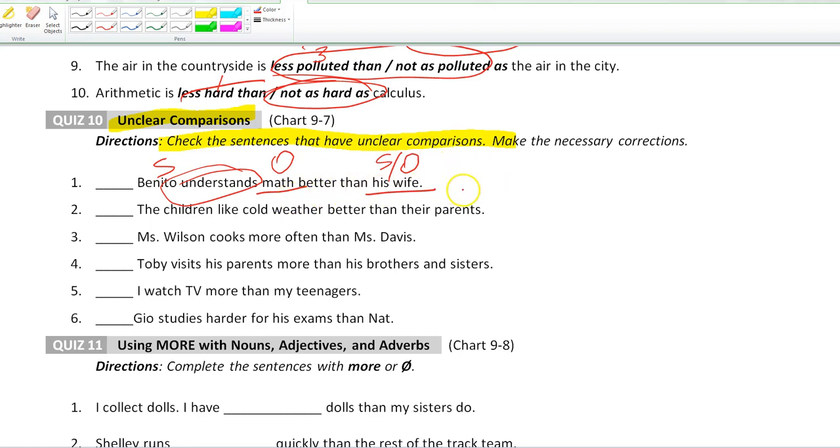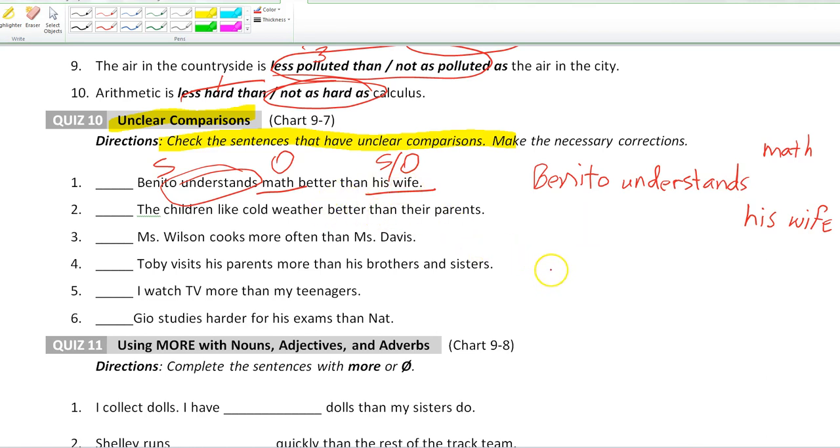Okay, and in this case, we could say that Benito, I'm going to write here, Benito understands object 1, math. Object 2, his wife. Okay, so are we comparing math and his wife? Well, that's a possible meaning of the sentence.